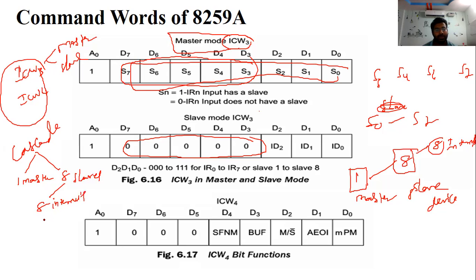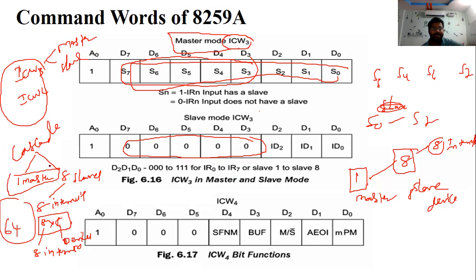So 8 into 8, total 64 interrupts. So these 8 slave devices are controlled by this master device. This is the master mode. If S0 is 1, that is slave device 0; S1 is slave device 1, S2 is slave device 2, and so on.